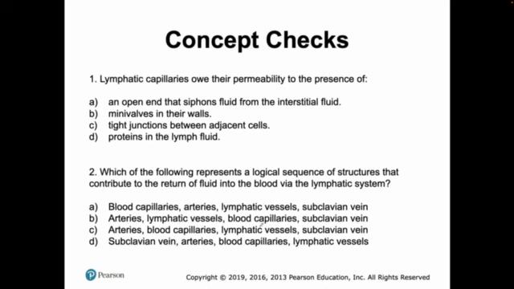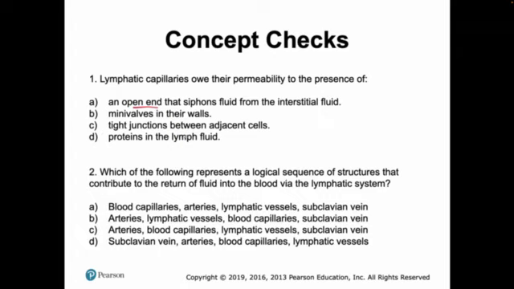Okay. Question for you: lymphatic capillaries owe their permeability to what? Permeability means how easily they allow fluid to flow, and they don't have an open end, it's a closed end, so A is not the option. Tight junctions between cells, that is not true. Tight junctions would actually make it impermeable, because tight junctions don't have any gap, so A and C are not options.